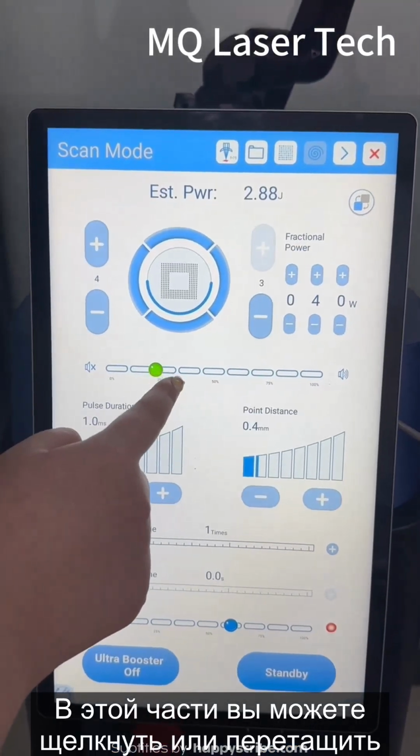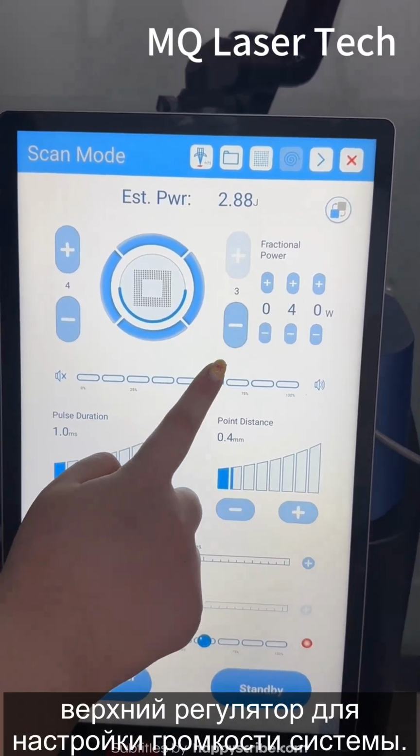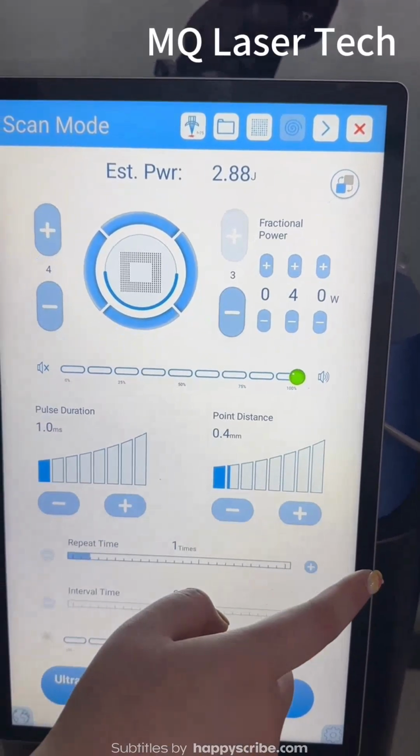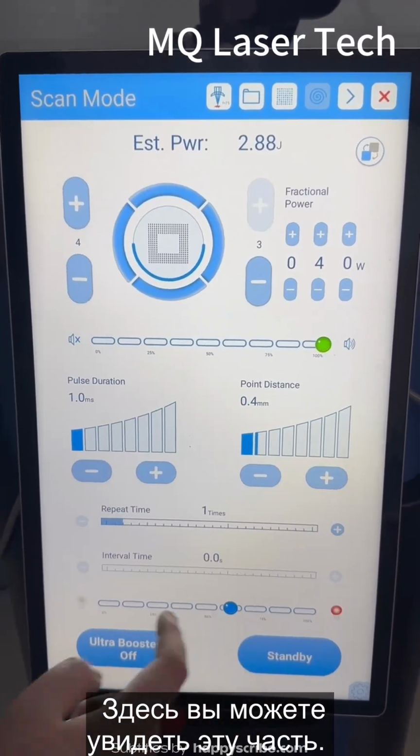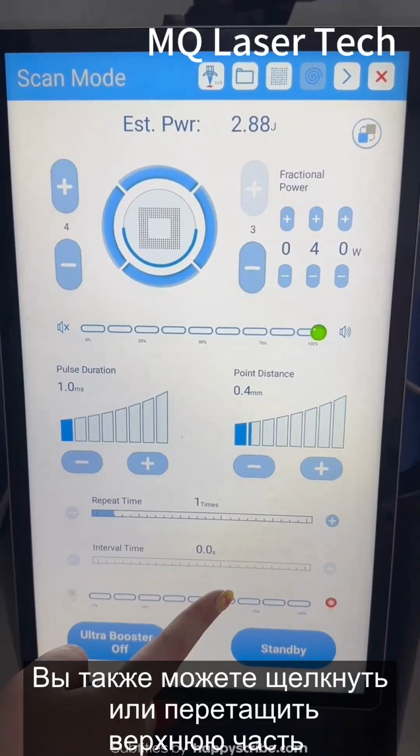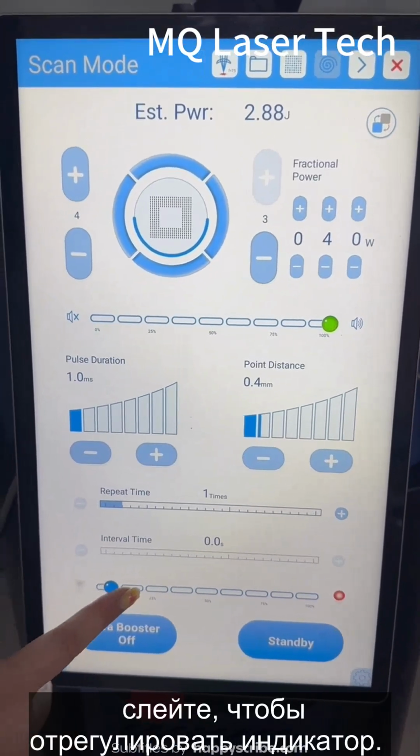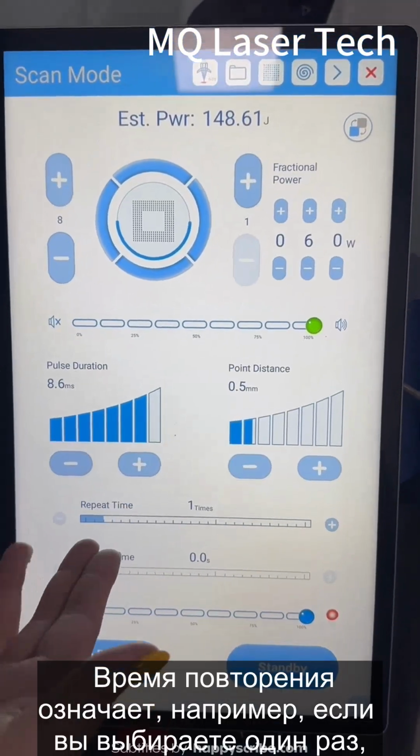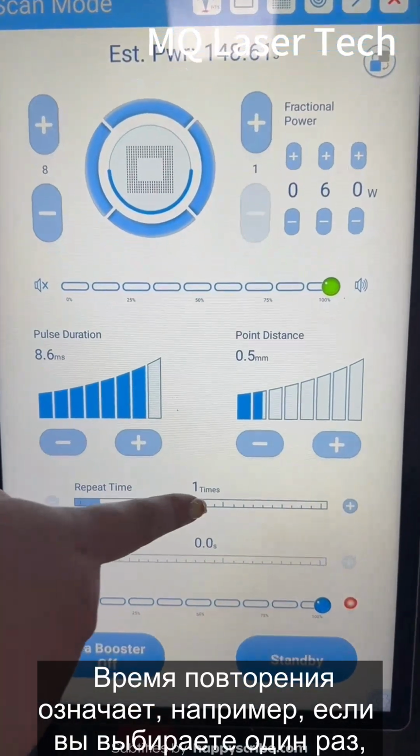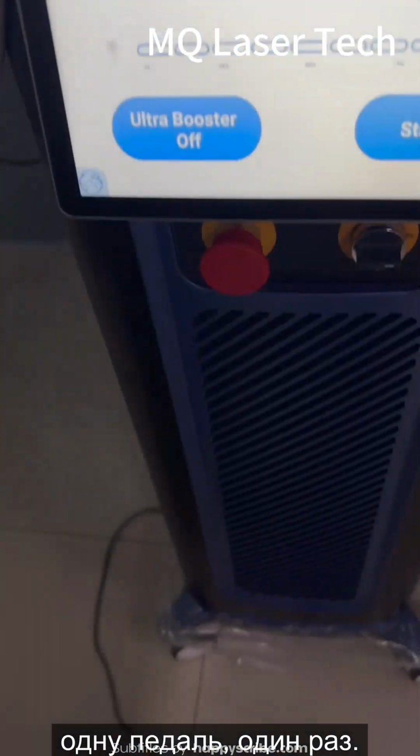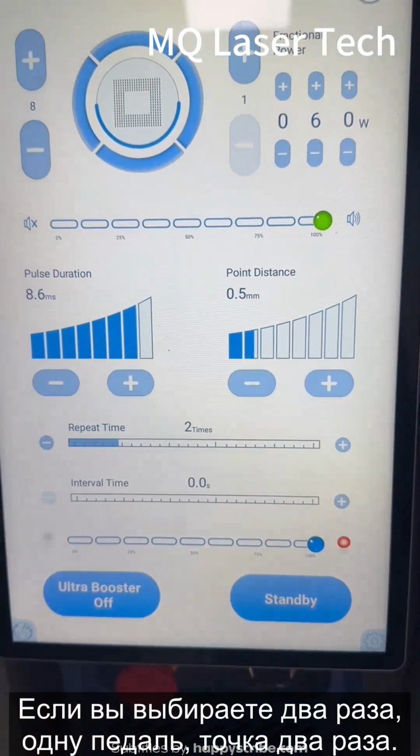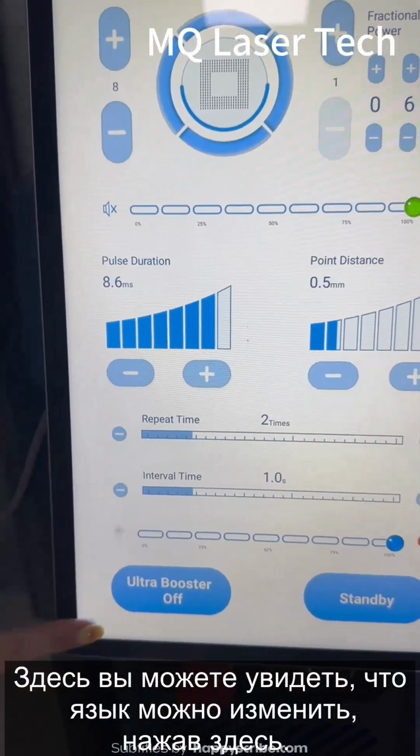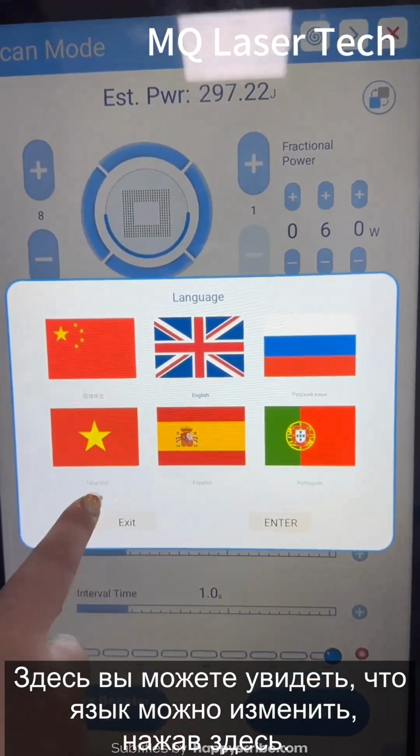In this part, you can click or drag the upper slider to adjust the system volume. And here you can see this part. You can also click or drag the upper slider to adjust the indicator light. The repeat time means, for example, if you choose one time, one pedal press gives one time. If you choose two times, one pedal press dots two times. Here you can see, you can change the language by clicking here.